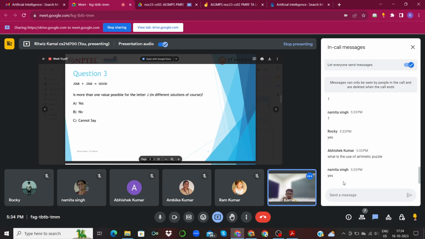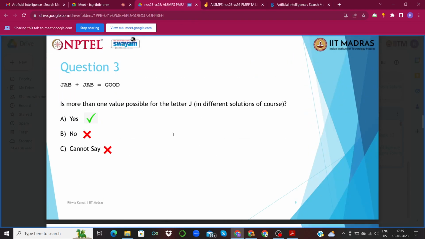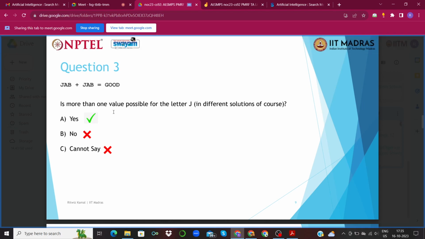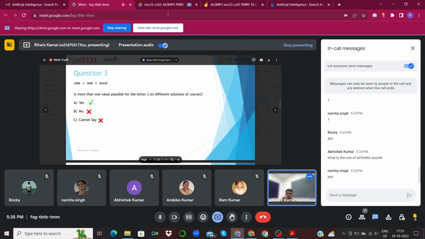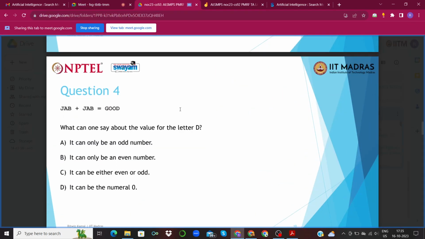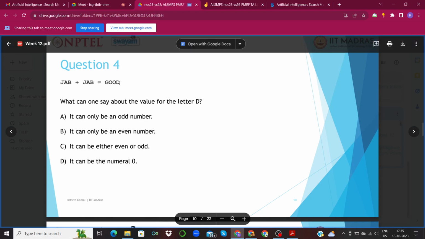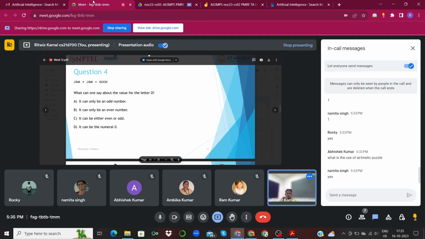Yeah, so the solution to this will be yes, there can be more than one possible value for the letter J. Also straightforward. Okay, fourth question. What can we say about the value for the letter D, which is the last letter on the right hand side of the equation? What do you think will be the appropriate choice over here?